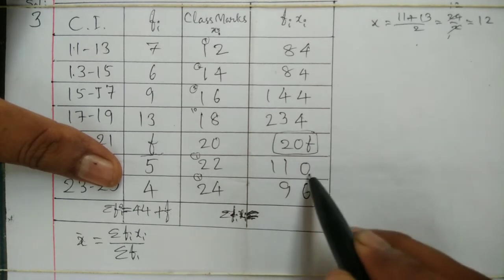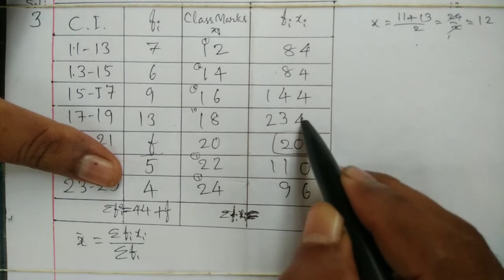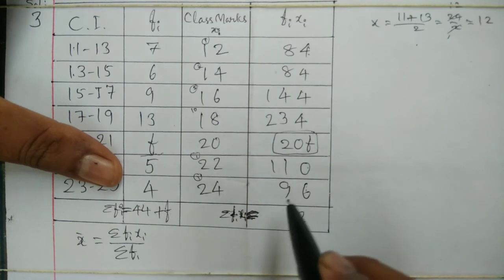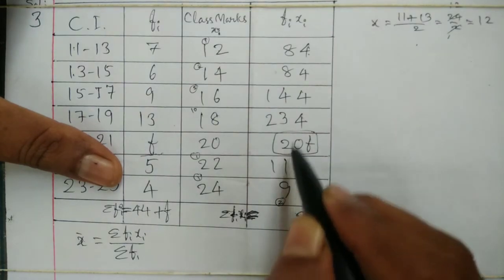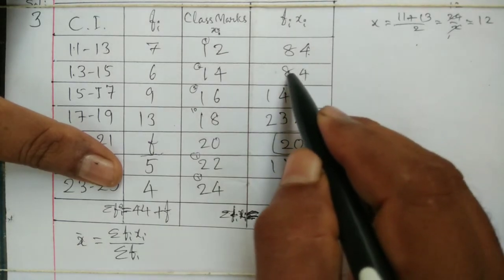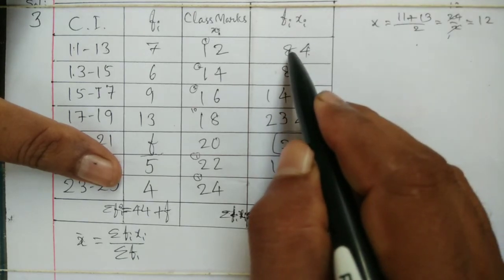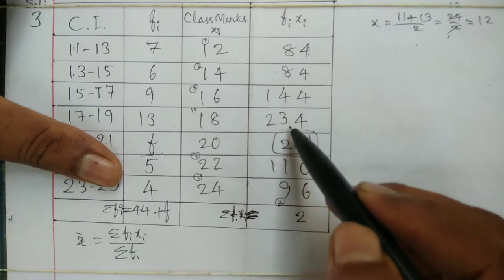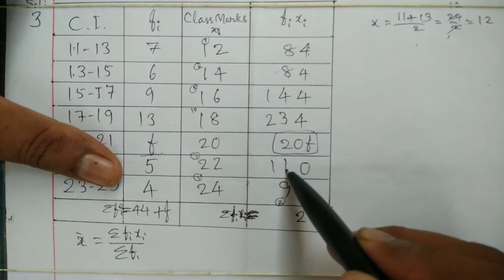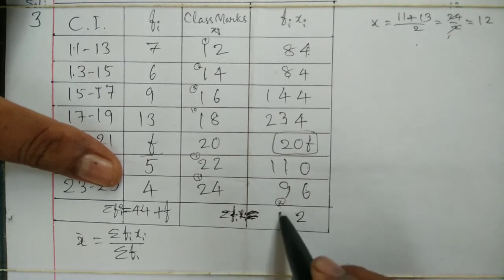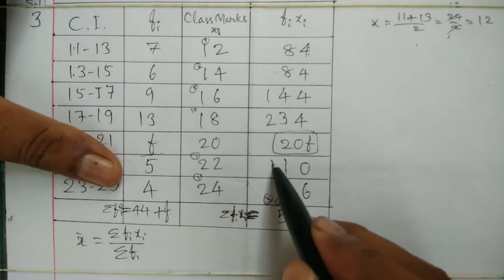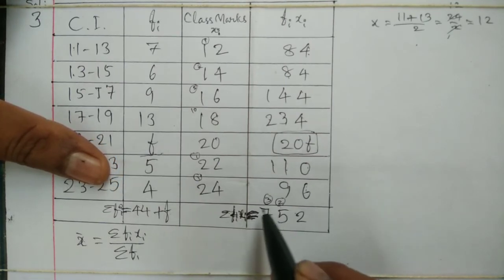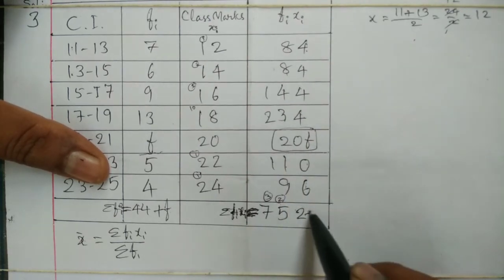Now we have to add: 6 plus 0, 6, 10, 14, 18, 22, 26, 34, and once again, 88, 16, 20, 23, 24, 33, 35, 752. This is the sigma fi xi plus 20f.